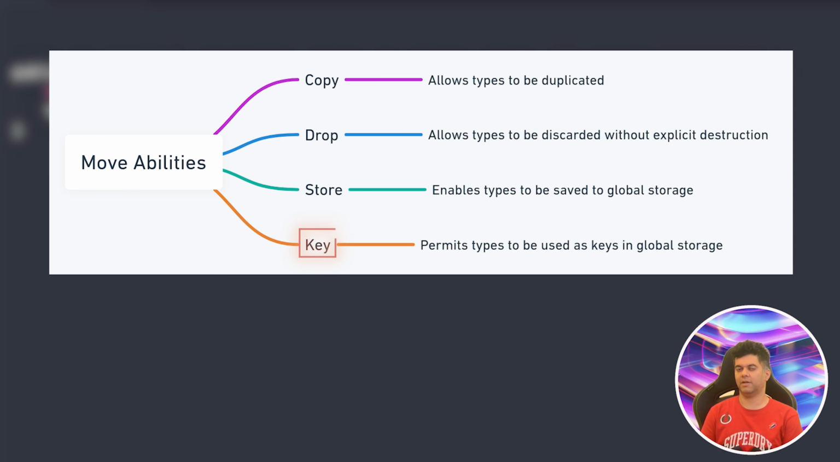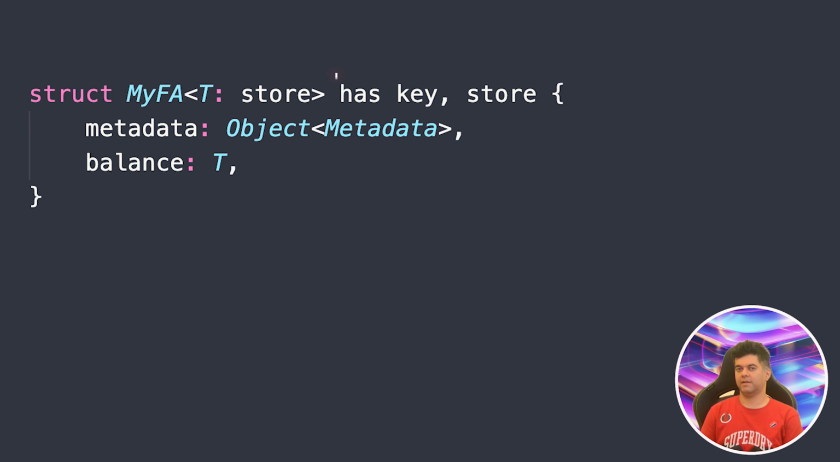Here's how you might use these abilities. In this example, MyFA is a generic struct that can hold any type T that has the store ability. The struct itself has the key and store abilities, meaning it can be stored in global storage and used as a key. These abilities might sound like small details, but they're crucial for writing secure and efficient Move code. They help prevent common errors and make your intentions clear to other developers and to the Move compiler.